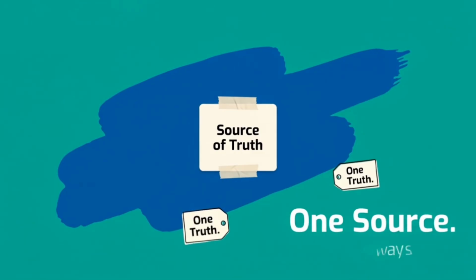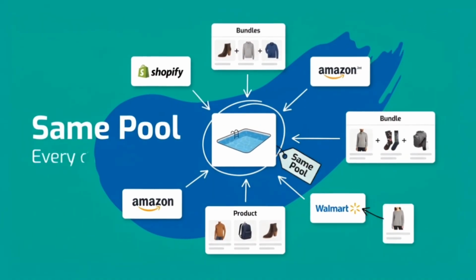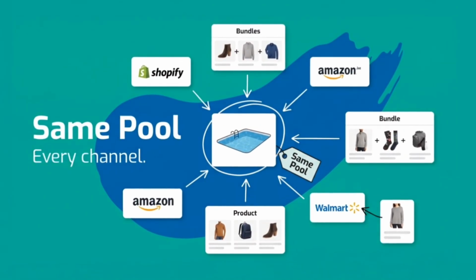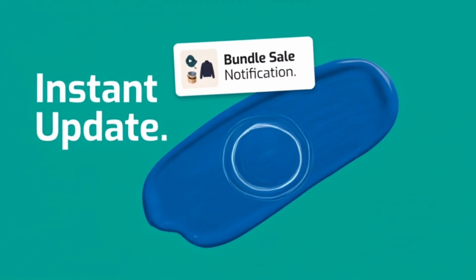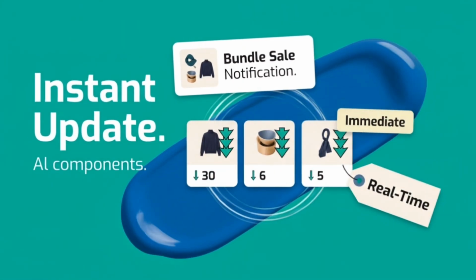The right fix is a system that maintains one source of truth for each component SKU. Every channel, every bundle, and every standalone listing that uses that component draws from the same pool. When a bundle sells on any channel, the system decrements each component by its required quantity immediately.